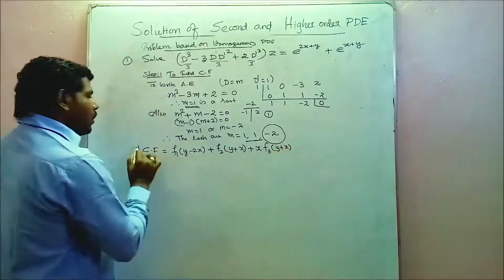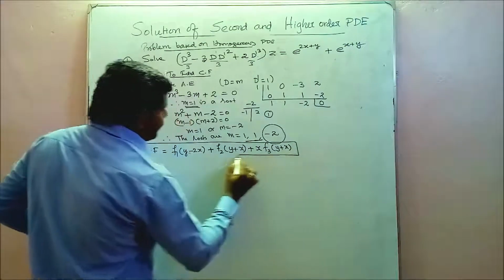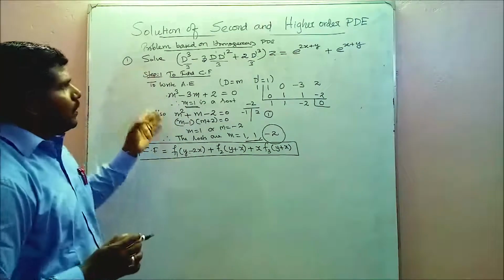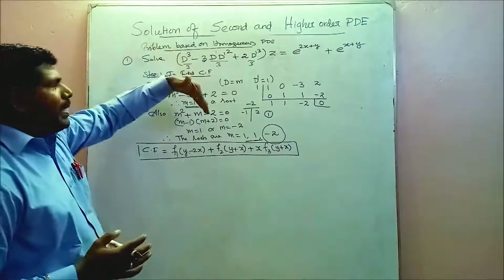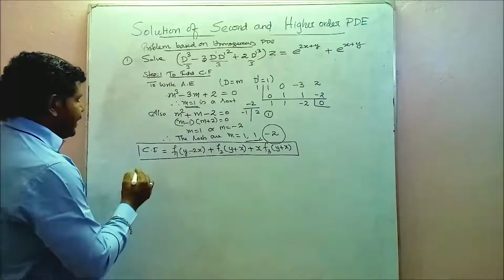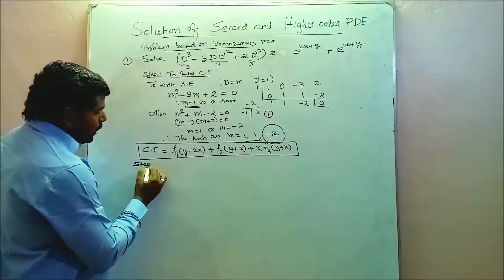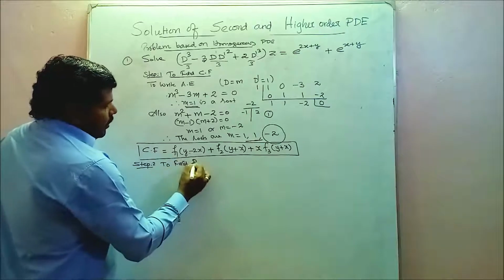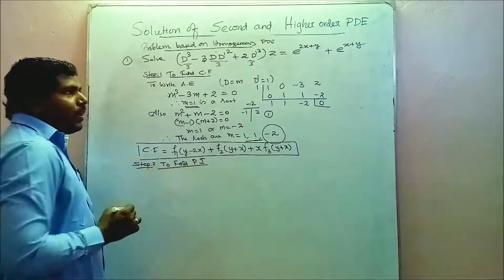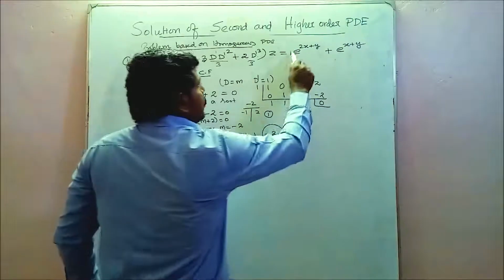So this is the complementary function. So the first step is over. Any question given from this section: first find the complementary function, next find the particular integral. Step 2 is to find the particular integral, PI. So for the RHS we have a sum of two terms.